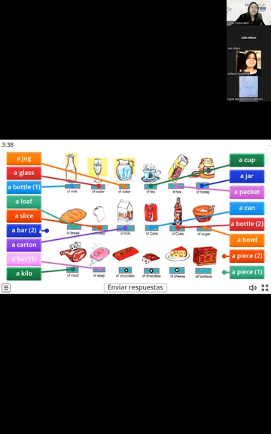A bar of jabón. A bar of chocolate. A piece. And this is a? A piece de queso. A bar. Finally. A bar. What is missing? I can't see it. A jar, a packet, a can, a bottle, a bowl, a piece. You're missing one, right?